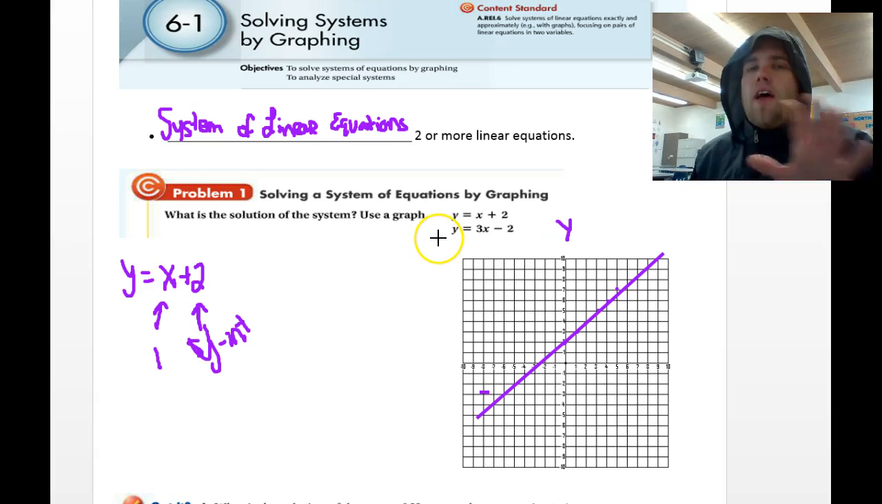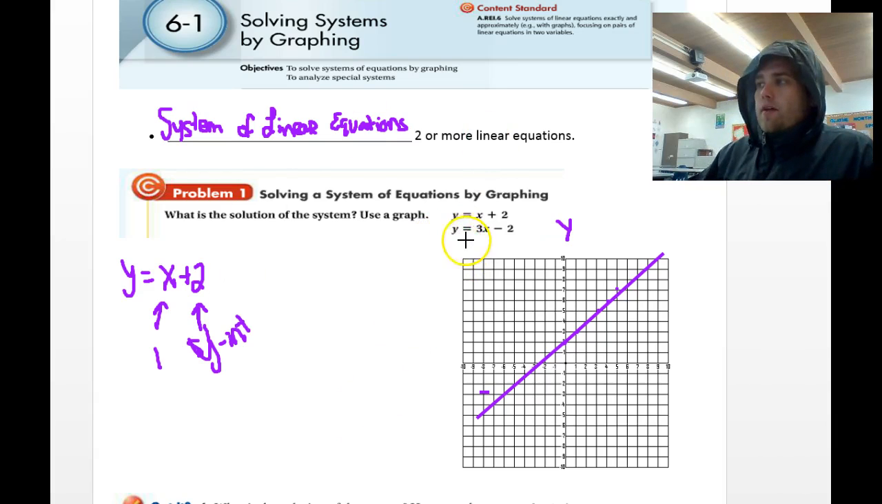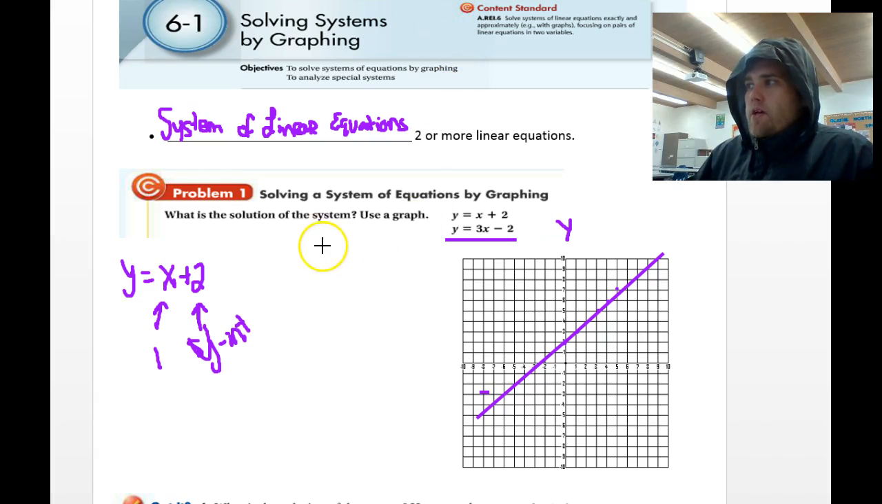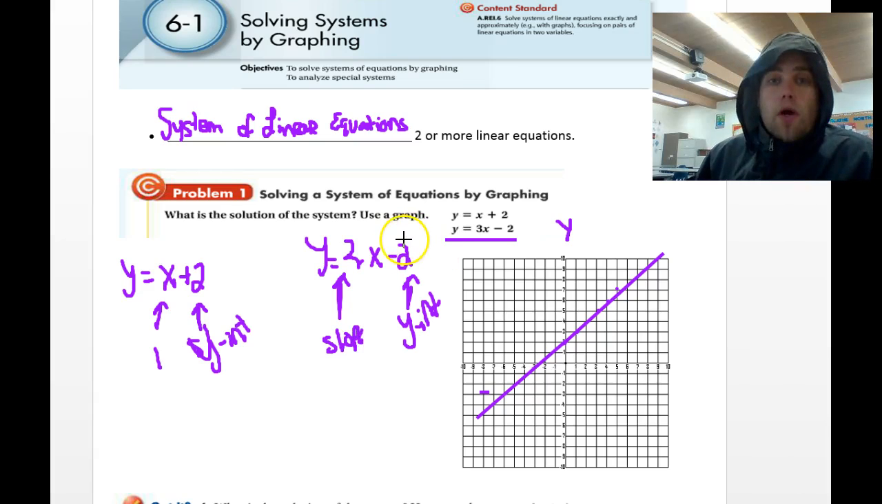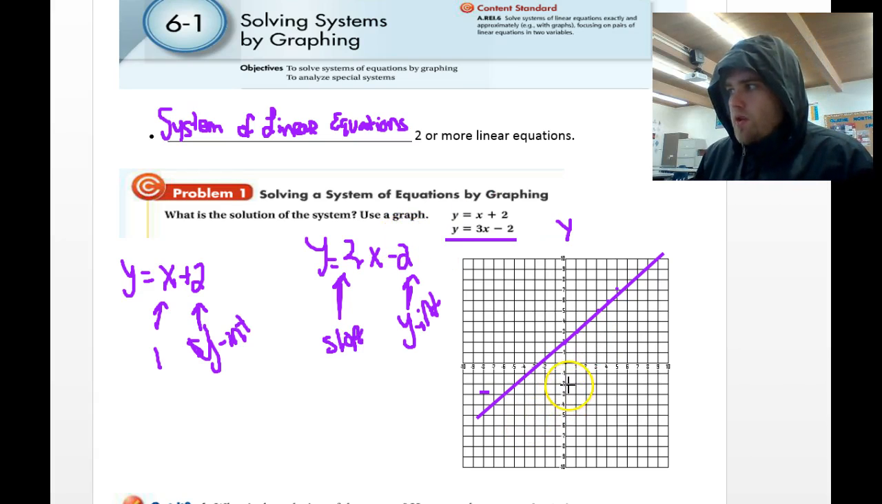Okay, so hopefully all that kind of comes back to you. Now we have to do the next one. So y equals 3x minus 2. So y-intercept, and then my slope is 3. So we go to our y-intercept, which is negative 2. Make a dot. And our slope is up 3 over 1. Up 3 over 1. And so let me draw another line here.